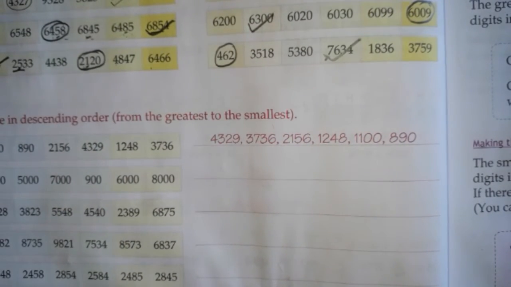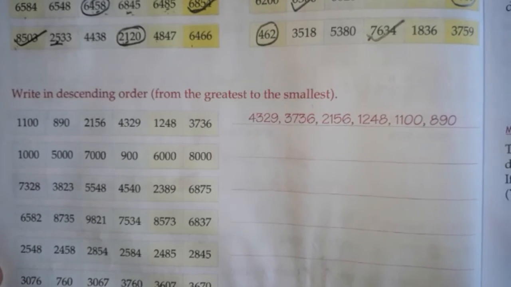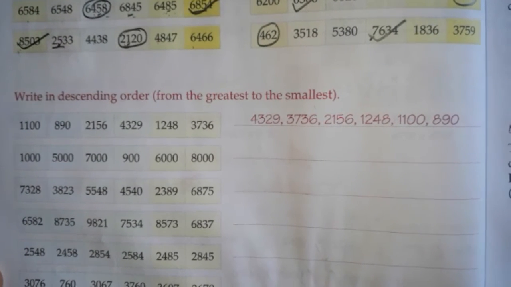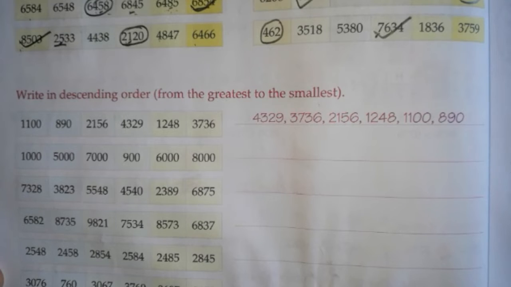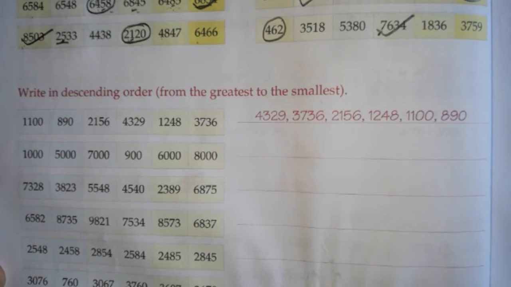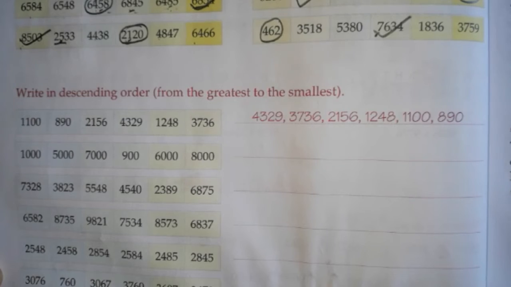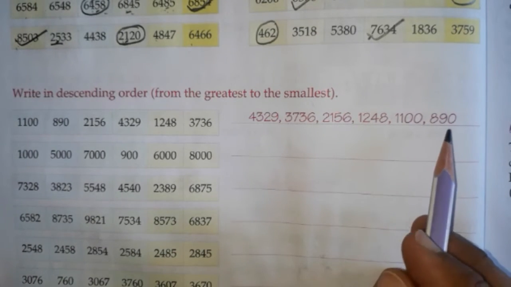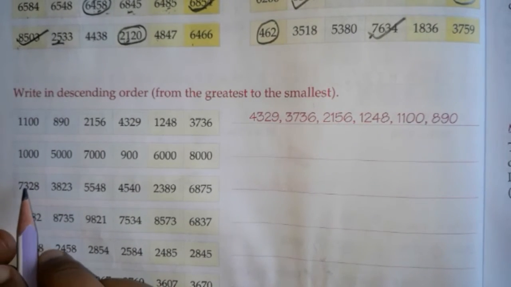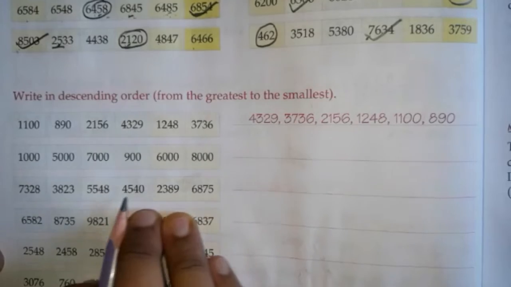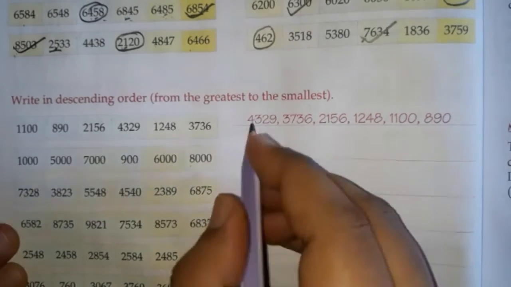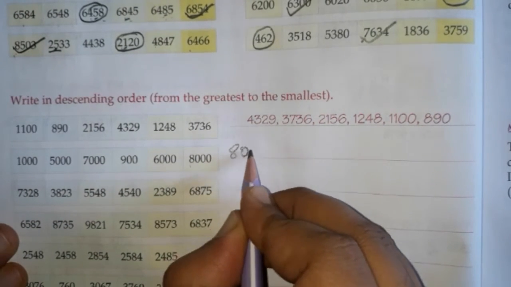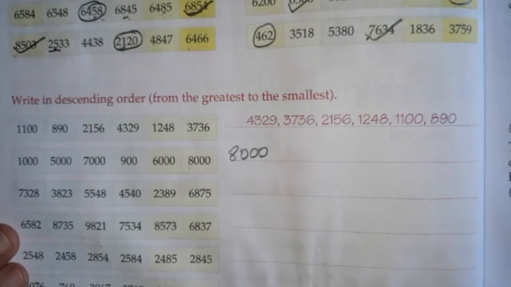Next question is, write in descending order from the greatest to the smallest. We have to arrange the numbers in descending order. Descending order means arranging the numbers from the greatest to the smallest. First series they have solved. In the second one, clearly the greatest number is 8000. 8 is the greatest in the series.